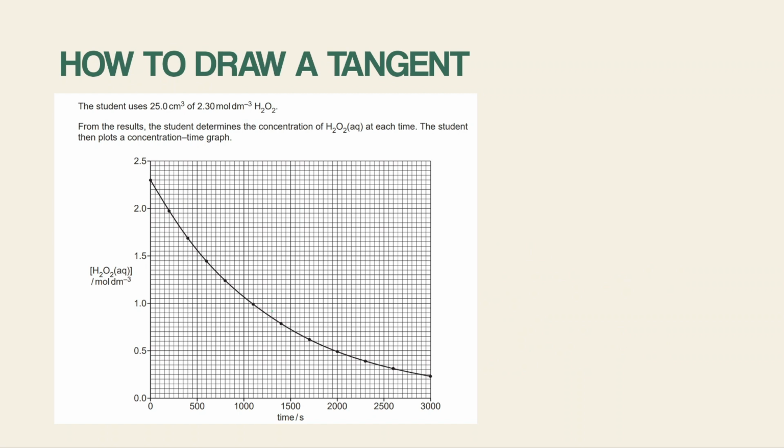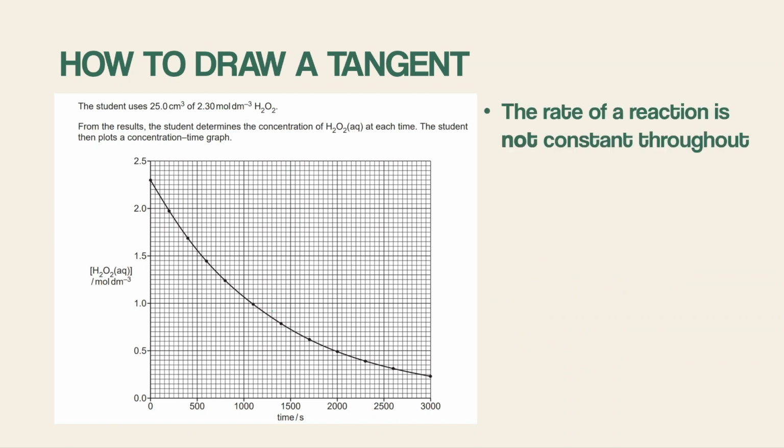Here's how to draw a tangent. The reason why we're drawing a tangent in the first place is because the rate of reaction is not constant throughout. You can see here on the graph, the curve of the graph, when it's steeper, that means the rate of reaction is a bit faster. When it's less steep, it's going a bit slower.